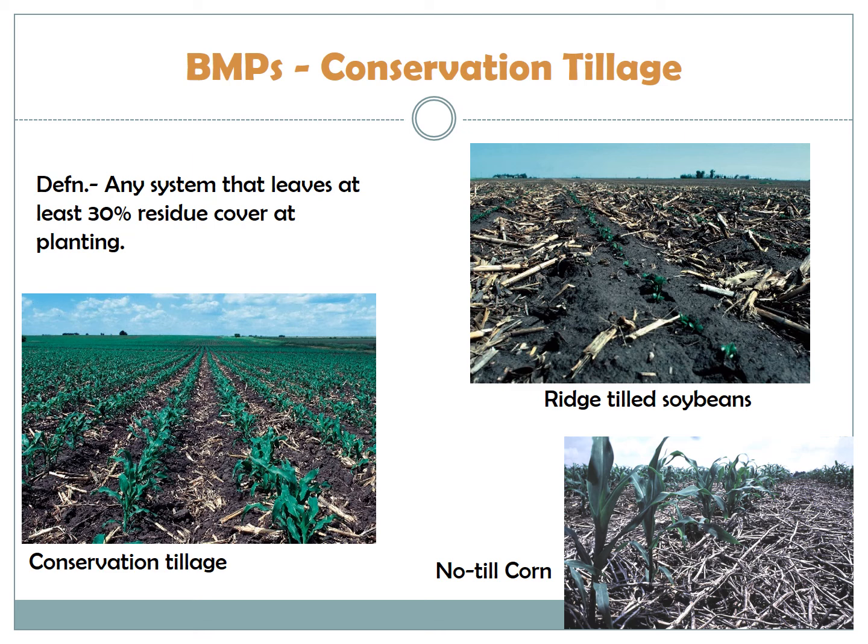Conservation tillage is any system that leaves at least 30% residue cover at planting. We have ridge-tilled soybeans here, which helps slow down water movement because of the raise in the soil. Conservation tillage helps to leave some residue on the surface to tie back in organic matter and protection of that soil over winter months. But the best system is no-till, where we allow the soil to be at its healthiest by minimizing tillage completely.